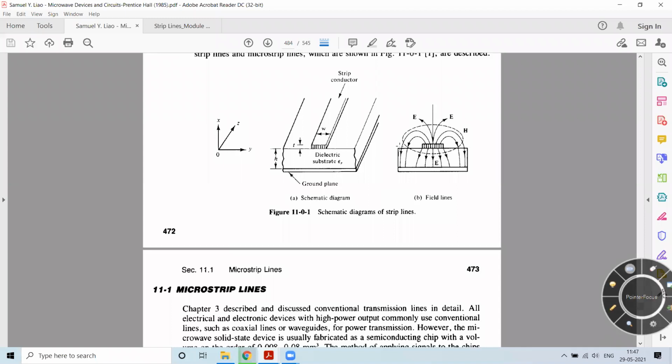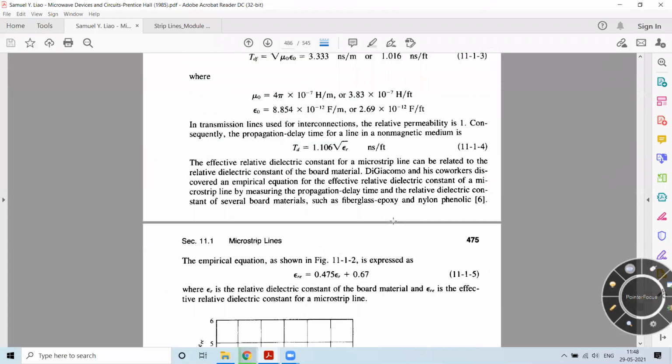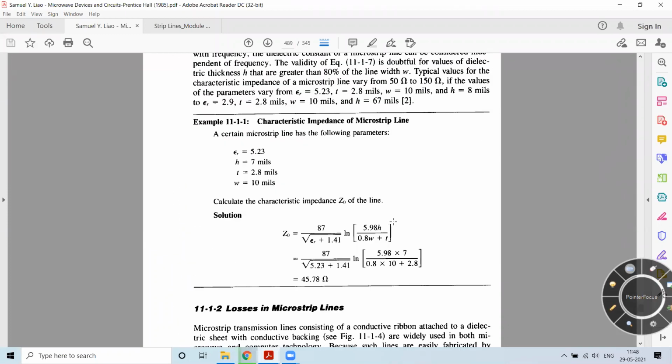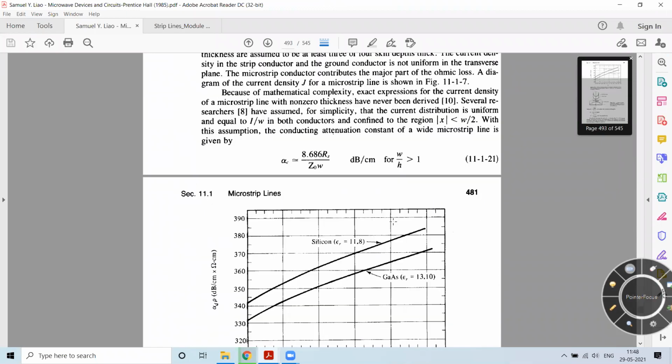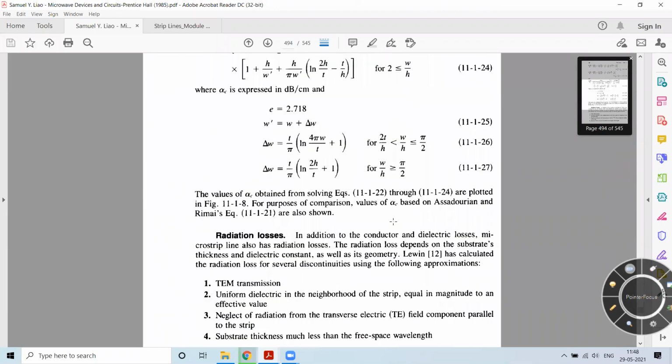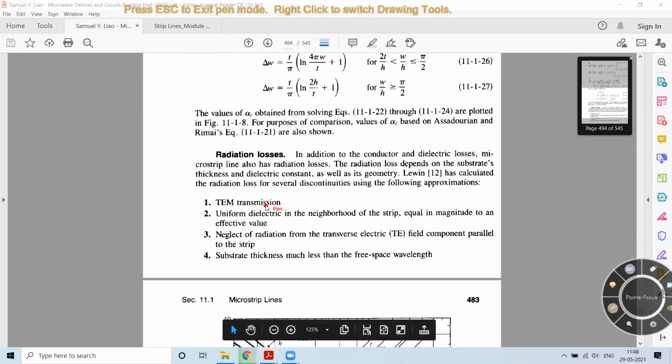So if you observe this, these field lines are at about 90 degrees with respect to the strip line. So when we consider the strip line, they are almost in transverse directions. We are making some assumptions or approximations because of that. Because of these factors, we will observe some radiation losses which we see when the strip line is used as a transmission line.